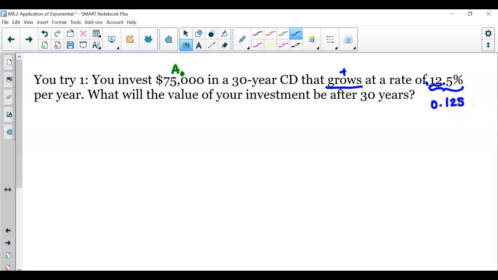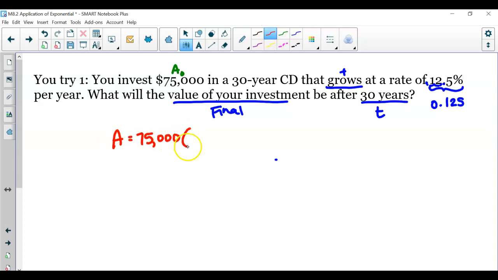What will the value of your investment be? So we're looking for the final amount after 30 years. So there is our time, there's your T. So now we set this up. A is equal to 75,000, because that was the initial, times 1 plus, because we're growing, 0.125. Raise that to the 30th power, because that's your time in years.